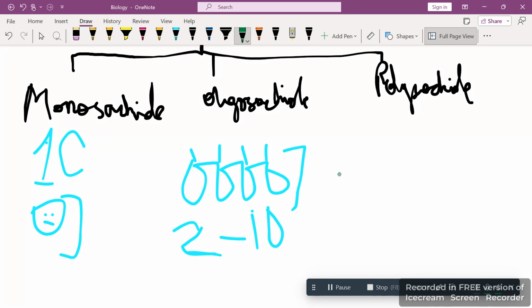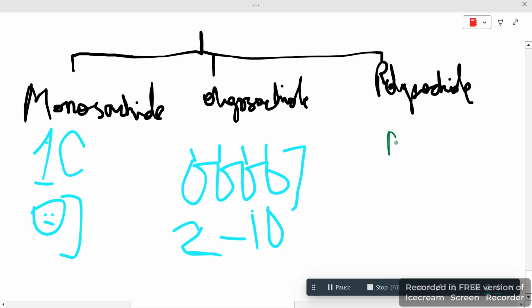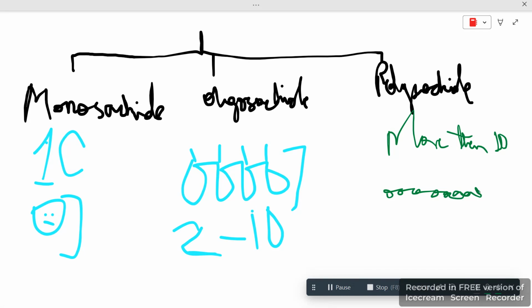Okay, but when we add more than 10, so like a chain which would be 1 2 3 4 5 6 7 8 9 10, these all. When you find more than that, we can say this is a poly.